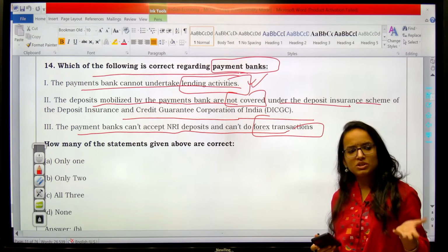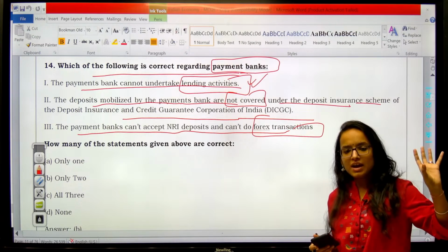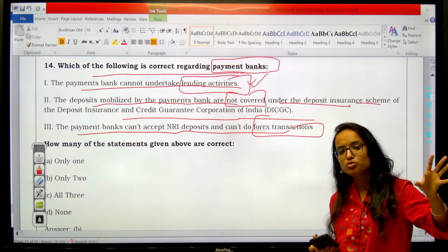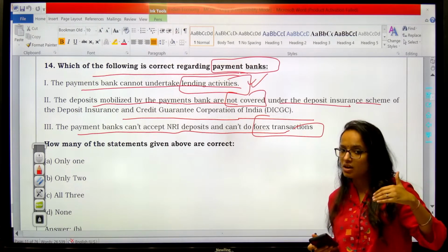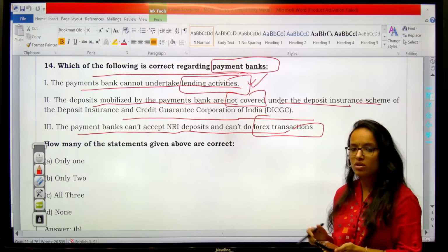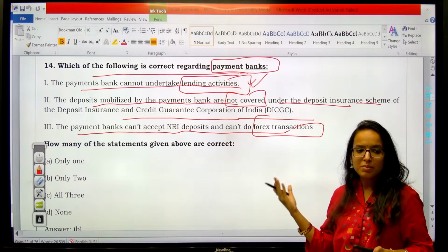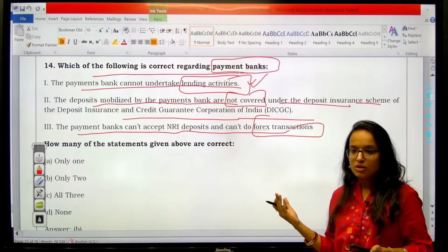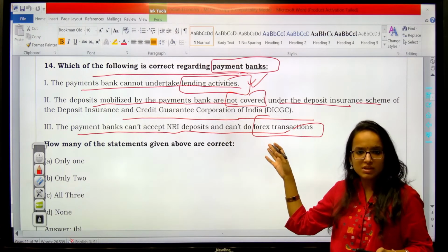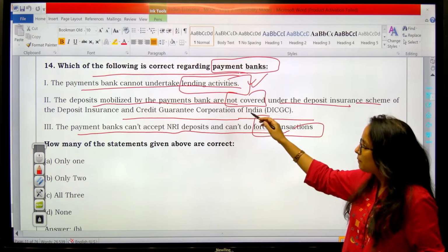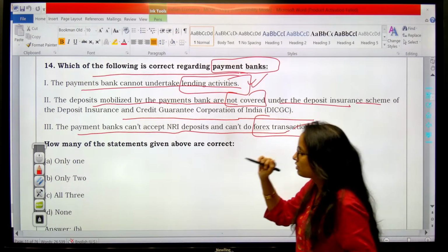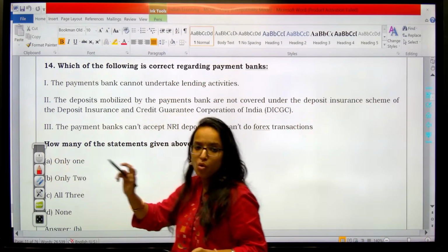For NRI deposits, you have all other accounts, as we are discussing in the CA, IIB, BFM classes which I am taking on your YouTube. We have been discussing the NRI accounts, NRE, NRO, FCNRB, right? So we are discussing these for NRI deposits by PIOs, by NRIs. So these are not allowed for payment banks. They also cannot do the forex transactions. So effectively this second statement stands to be incorrect. So your answer should be 1 and 2, that is only 2 are correct.